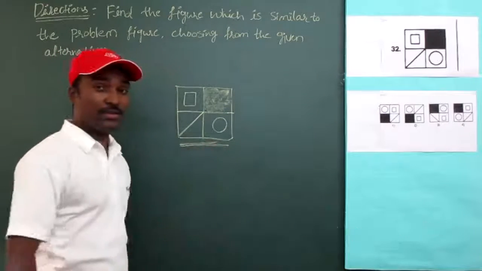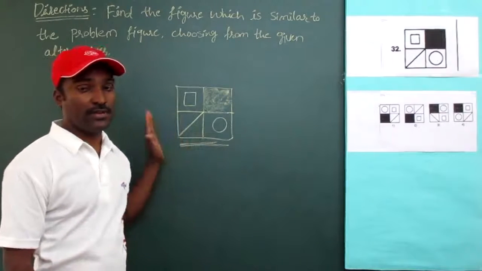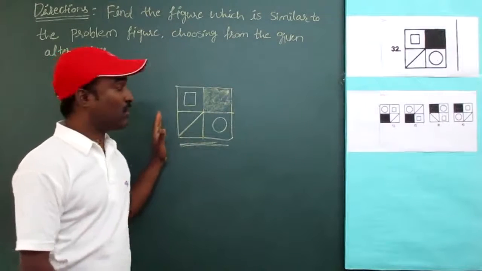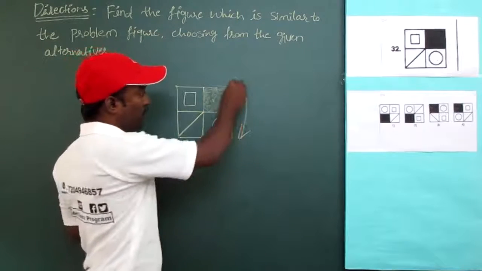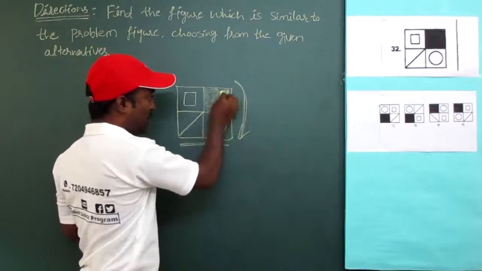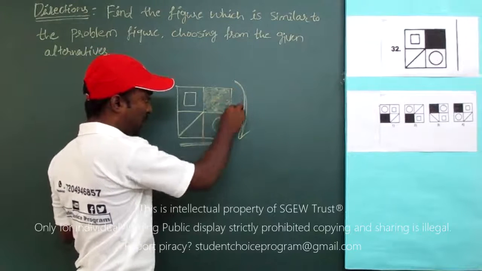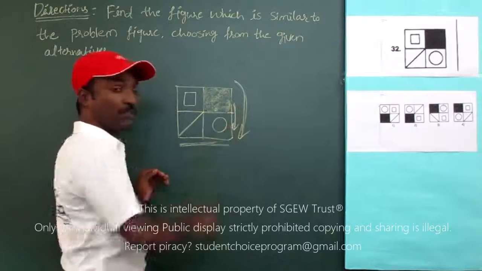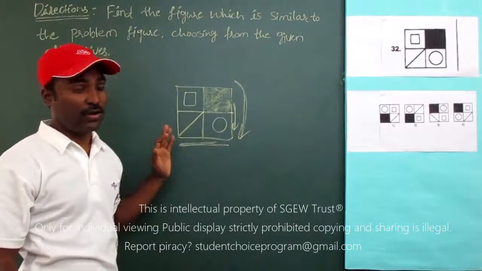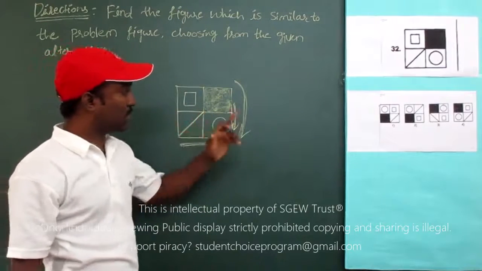So what I said in the previous example, observe carefully the given figure and go with clockwise or anti-clockwise direction. If you take the clockwise direction, after this filled portion or colored portion, exactly next to the colored portion I am having a circle, and that should be present in the given alternatives. So start seeing the options.